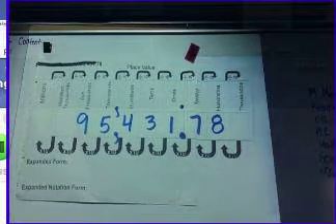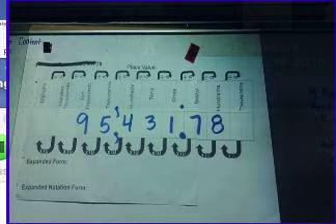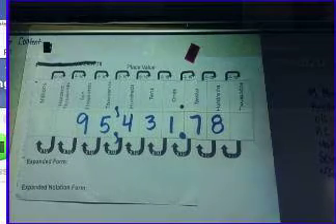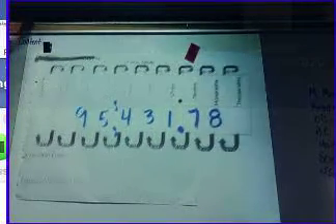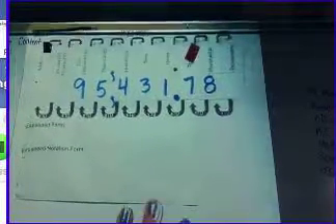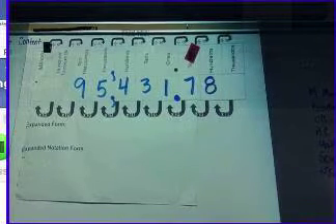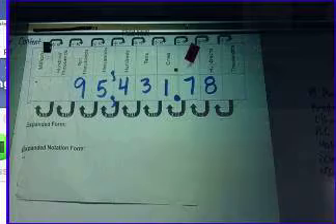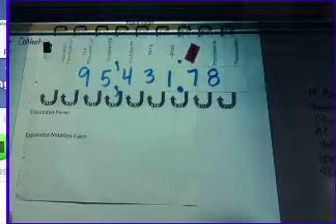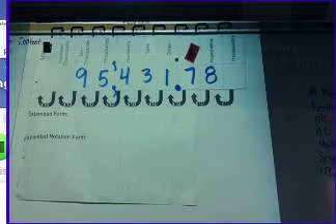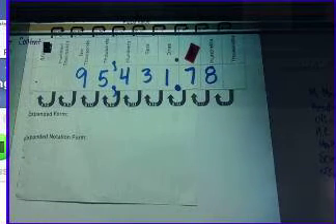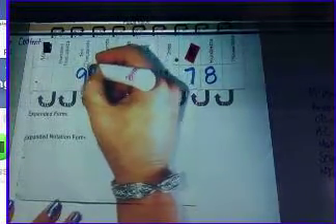And we do the same thing that we did yesterday. We're going to start the same way we did yesterday. We start all the way to the left. Expanded notation form: start with the digit farthest to the left. Okay, so we start with this digit.